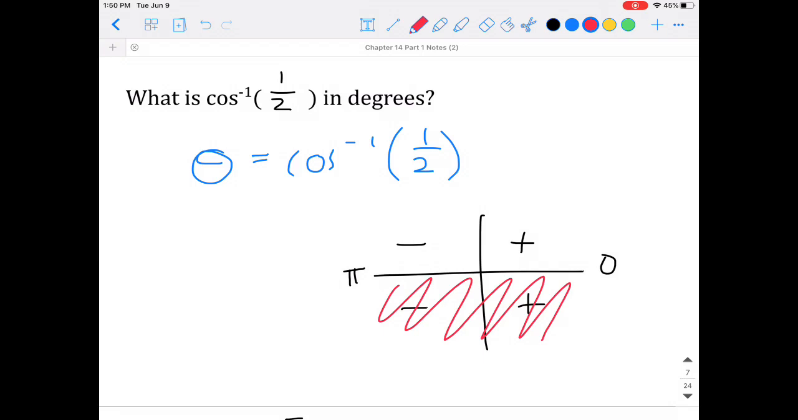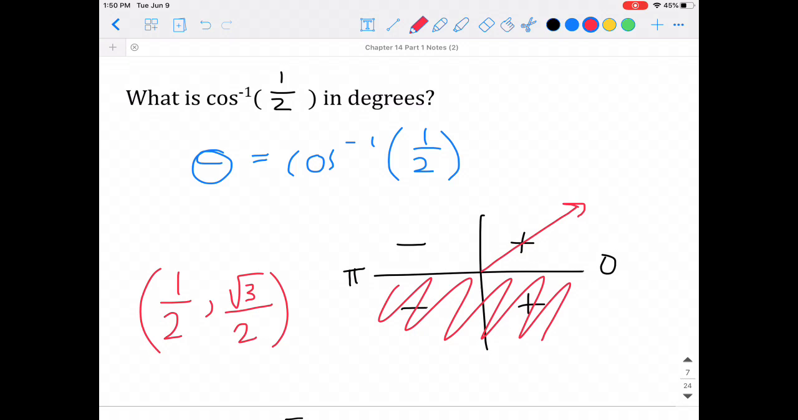So when cosine is equal to positive 1/2, obviously our answer is positive, which means we're going to be in the first quadrant. Remember, cosine represents our x values, so our x coordinate has to be 1/2. That means our y coordinate is going to be radical 3 over 2. That's the ordered pair that we know of in our unit circle, which means this is going to be a 60-degree reference angle. We know that based off of this point.